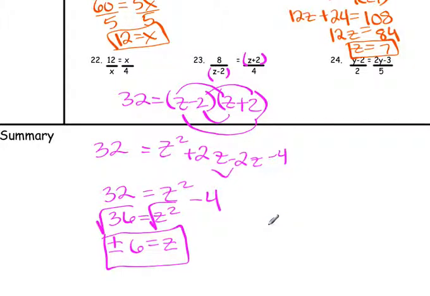Now, if you don't know how to FOIL, you could also solve this by using the box method of multiplying. A lot of people do this, so you might be familiar with it. So I want to show you that.